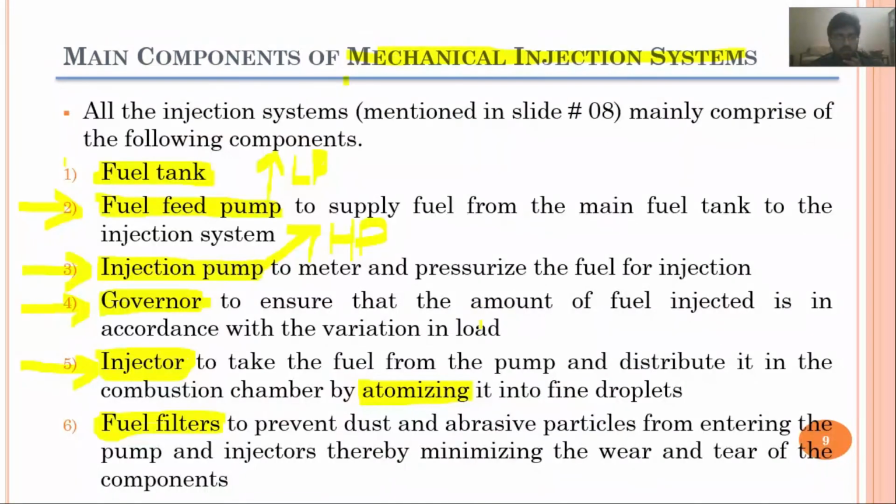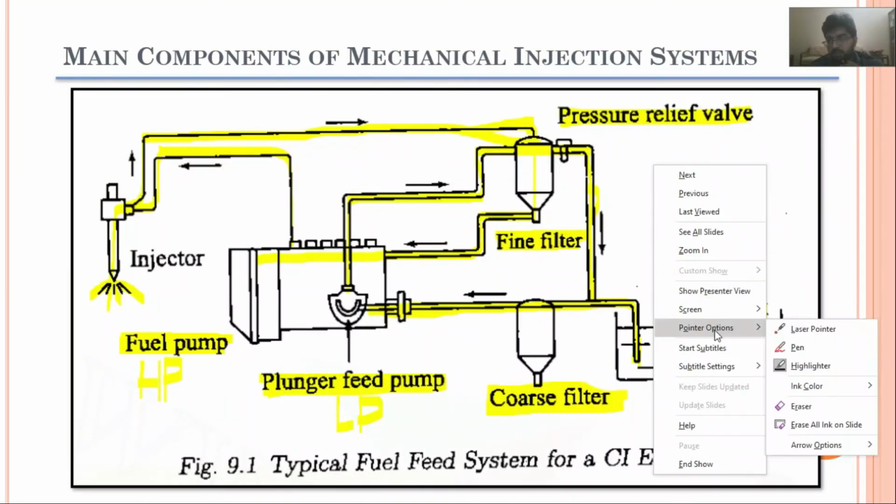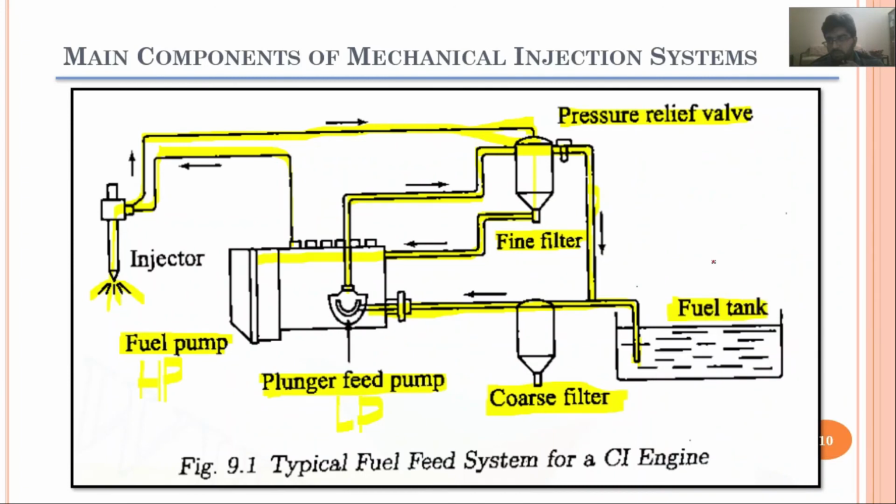So you can see that I have explained 6 components, and I am now marking these 6 components. This was the first one, fuel tank, then the feed pump, then we had the fuel pump.